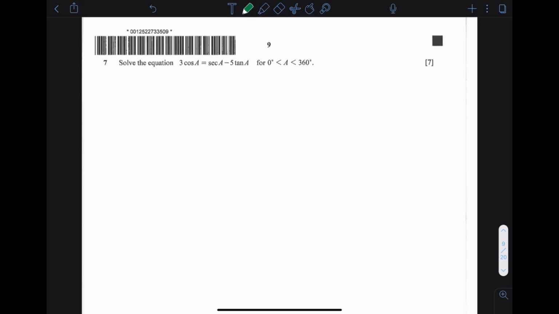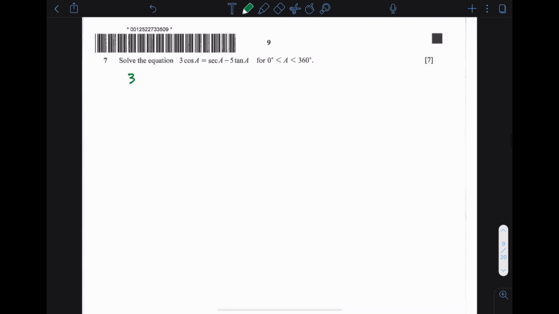Question 7. Solve the trigonometric equation. Whenever you want to solve a trigo equation, you must make sure there is only one trigo function involved. There are so many trigo functions in here, so let's try to simplify them. 3 cosine A equals 1 over cosine A minus 5 sine A over cosine A.